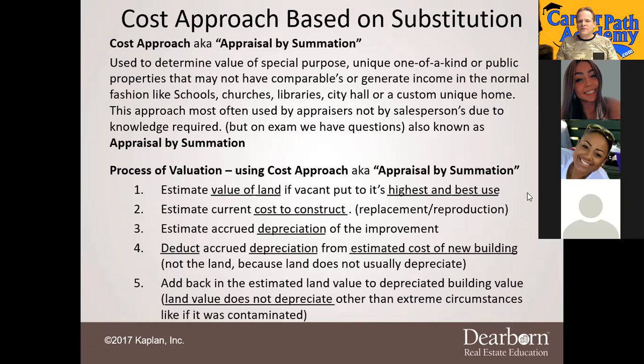How much does it cost to buy the land? How much does it cost to do the improvements? Subtract from the value of the improvement for age and other depreciation reasons, and then add the cost of the building back onto the land. Boom. And that's how they do the cost approach or appraisal by summation. Obviously, there's some math involved. They're summing it up. So appraisal by summation. Often they ask which one of these approaches is also known as the appraisal by summation, cost approach, right?